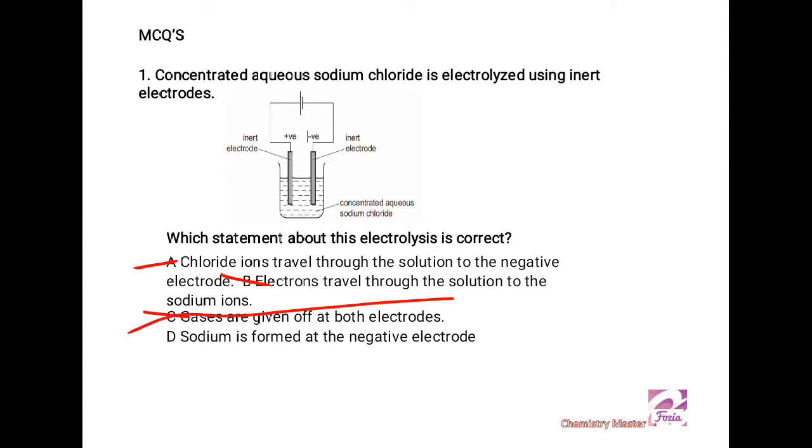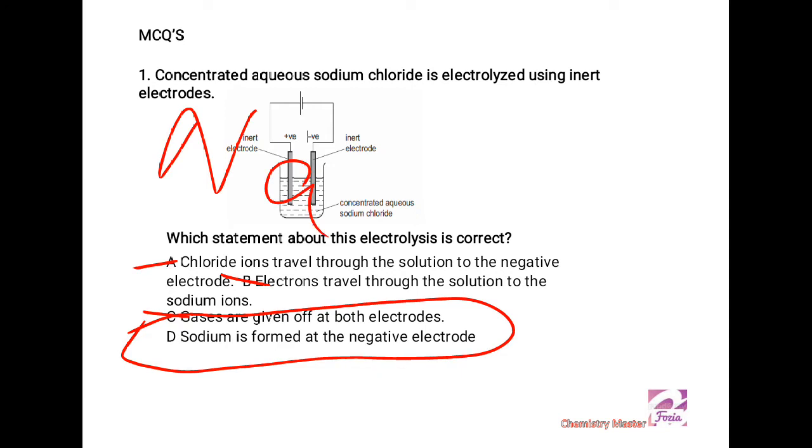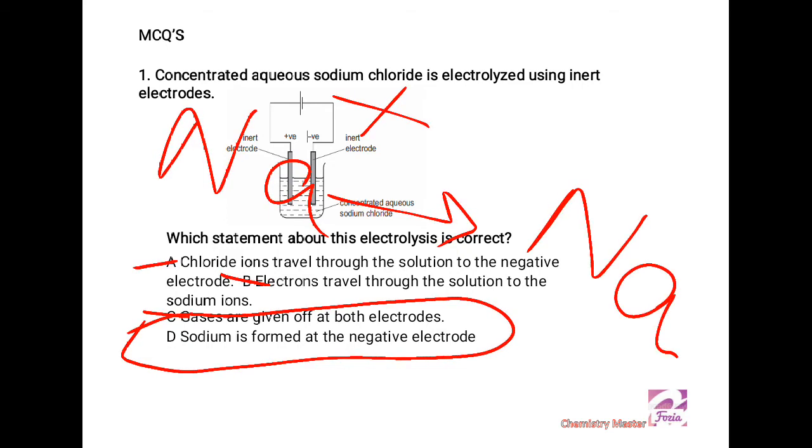So let's see, the chances of D are the maximum because A, B, C are all wrong. Option D: sodium is formed at the negative electrode. Yes, that is most likely to happen because sodium ions are positively charged and they will be traveling to the negatively charged electrode, that is the cathode, and they will be reduced by taking electrons and sodium metal will be produced.